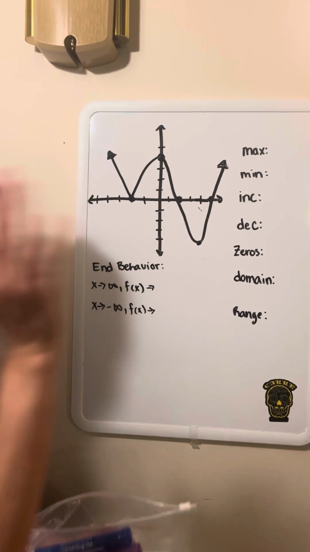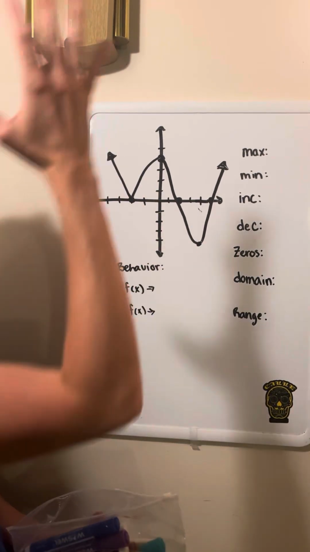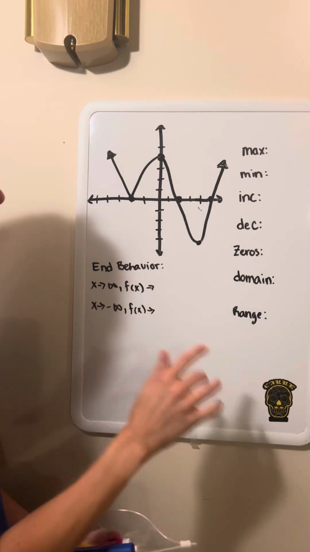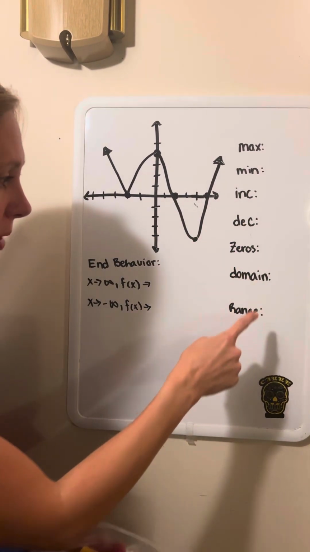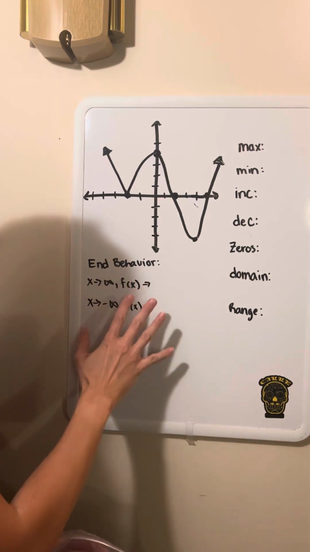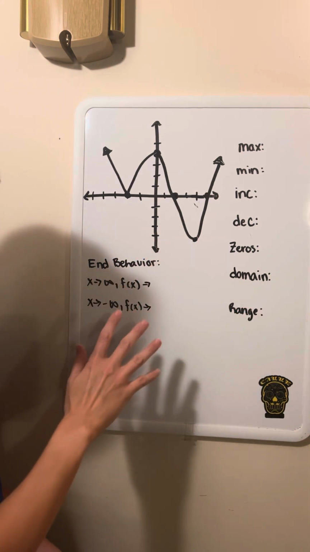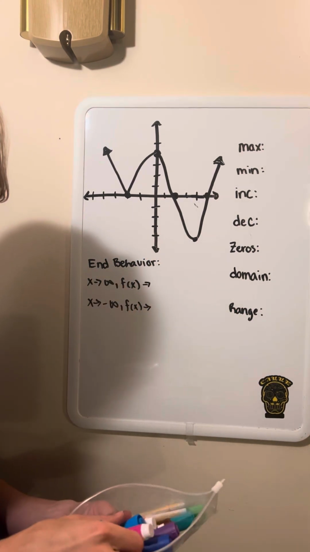All right, so on this graph, we're going to kind of tie everything together we've learned in this module. So we're going to find the max, minimum, the increasing and decreasing intervals, the zeros, the domain and the range, and then the end behavior. But I actually want to start with the end behavior since this lesson's actually on end behavior.